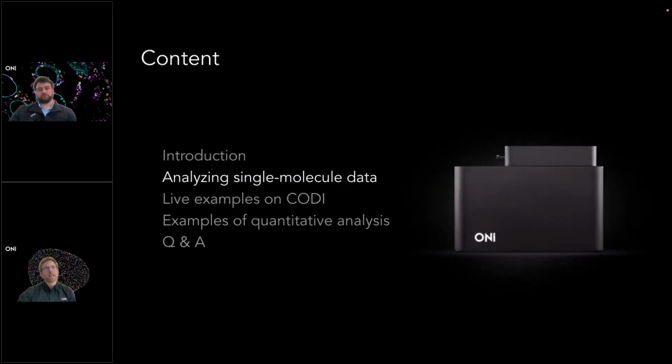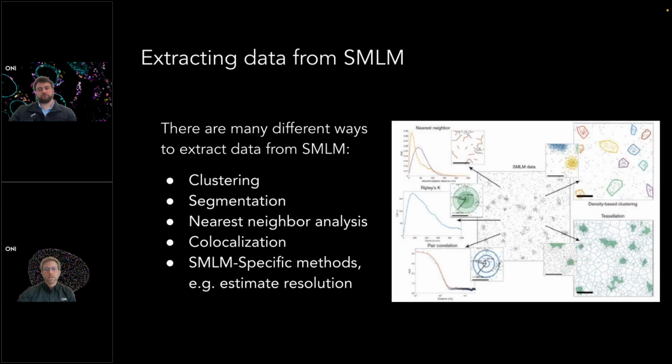So now that we understand the process and how we generate super resolution images, we can talk a little bit about how we can analyze the single molecule data, which in some ways is similar to what you can do in conventional image analysis, and in other ways is a little bit different. There are lots of different algorithms and ways that we can extract data from single molecule imaging, depending on what we want to do.